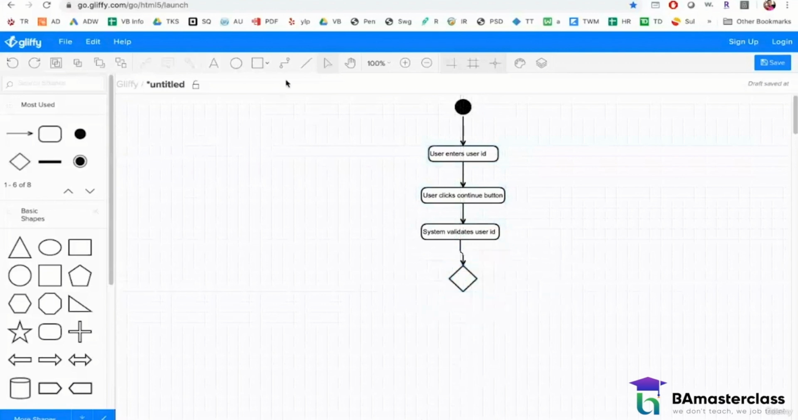Perfect. So that's the question. So I'm going to ask a question: Is the user ID valid? So I always write my question next to the decision box. What are the outcomes of that? If valid, then it will go to the password page. So if it's valid, I'll say system displays password page.